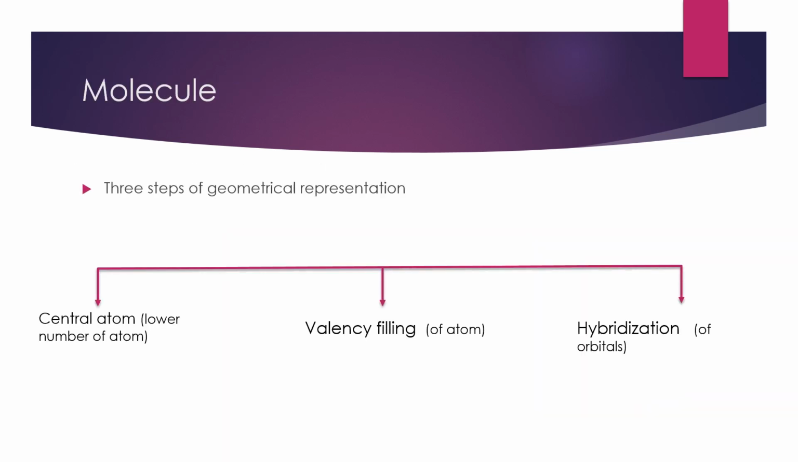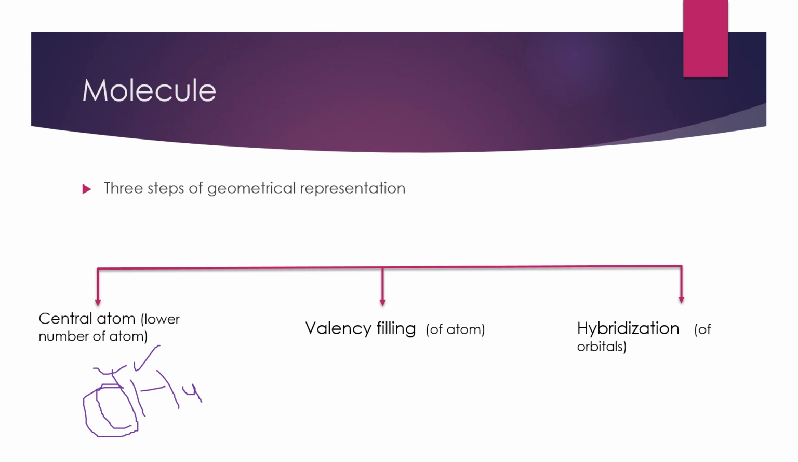Steps to represent the molecule. The first step is the central atom. We know that the central atom means the center of the molecule. Just suppose that there is a molecule CH4. Here we will identify which will be the center. For that we will see how many electrons are working at that place. Just suppose that we have 4 atoms of hydrogen, but only a single atom of carbon. So here the central atom would be carbon because of its less participation.